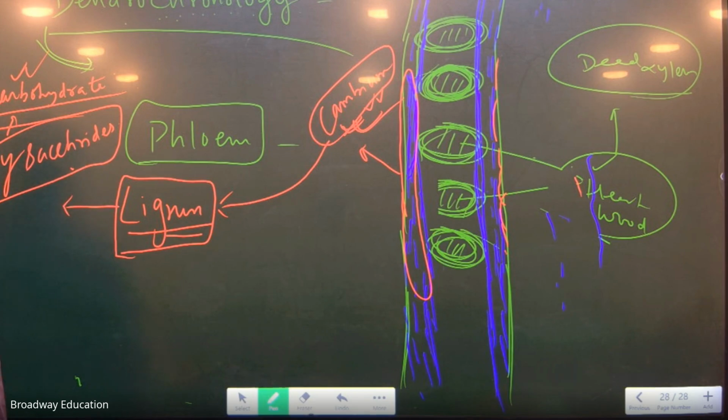Clear? We have monosaccharide, disaccharide, polysaccharide. Yes or no? So poly means multiple monosaccharides are combining to form a bigger molecule. Is this part clear? Yes. Clear or not clear? Not understood.